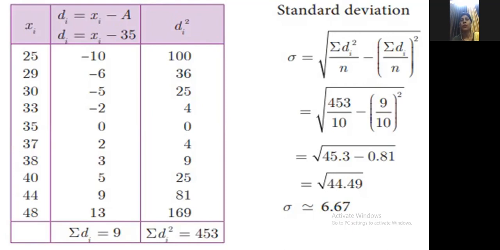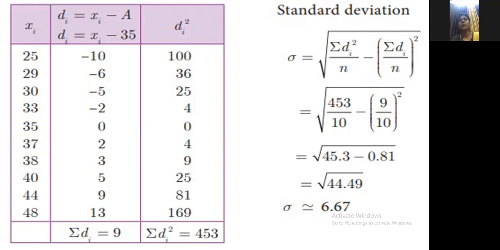And let's use these two things for finding our standard deviation, because we know the formula for finding the standard deviation with the help of the assumed mean, which we have already learned. That is sigma is equal to the square root of summation di square divided by n minus summation di over n, and the whole square of that. So the value of summation di is 9, and the value of summation di square is 453.